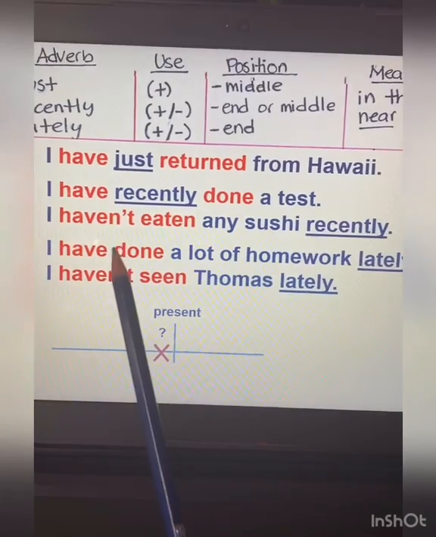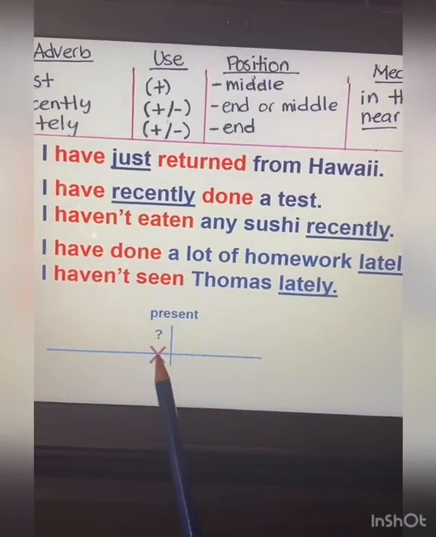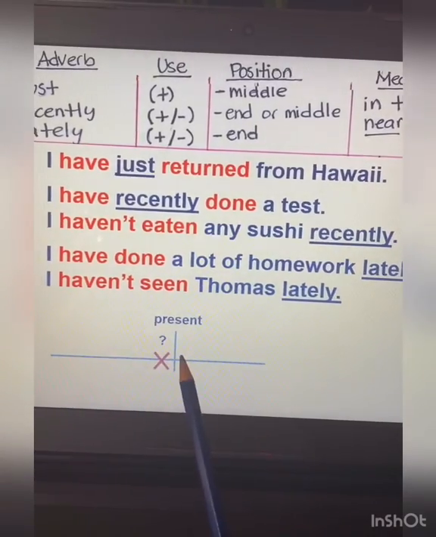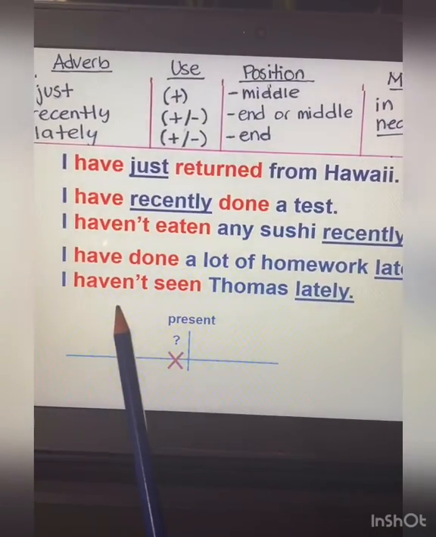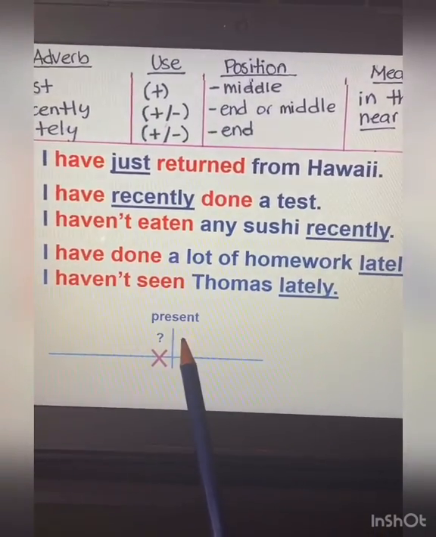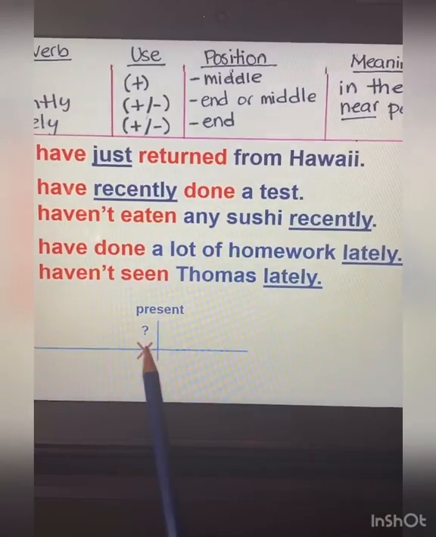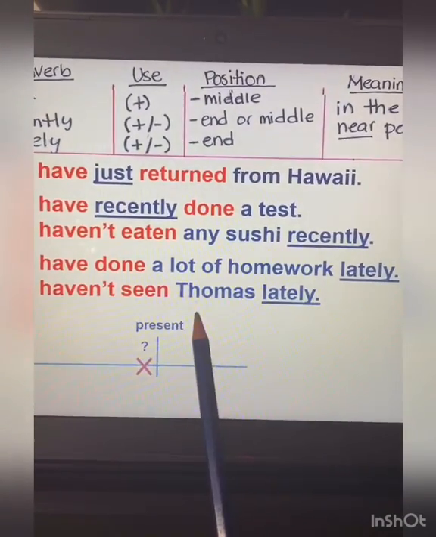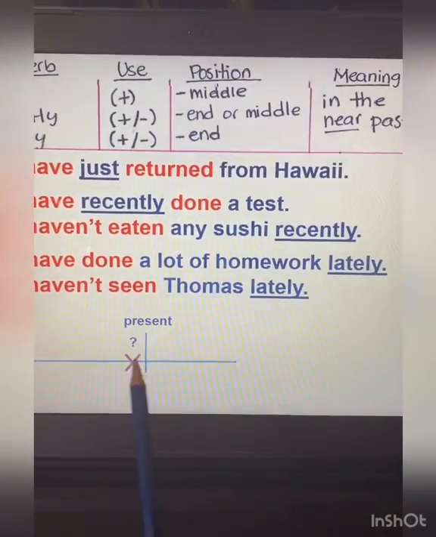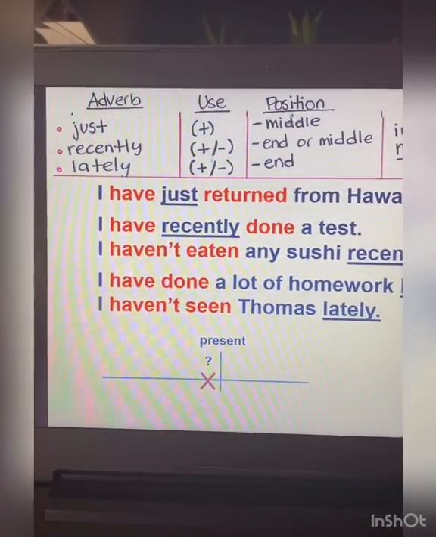Recently, remember, I can use it with affirmative or negative, so I can say, I have recently done a test, so very close to the present, or I haven't eaten any sushi recently, again, close to the present. And finally, lately has the same meaning, but it always goes at the end. I have done a lot of homework lately. I cannot say yesterday or last week, but I can say lately, meaning that it is very close to the present. Or I haven't seen Thomas lately. Maybe I saw him here, but very recently I have not seen him. Okay, so that is how we're going to use just, recently, and lately.